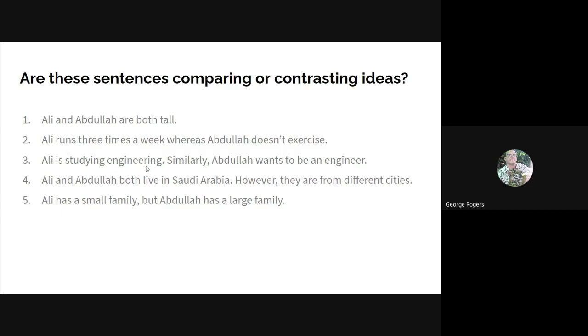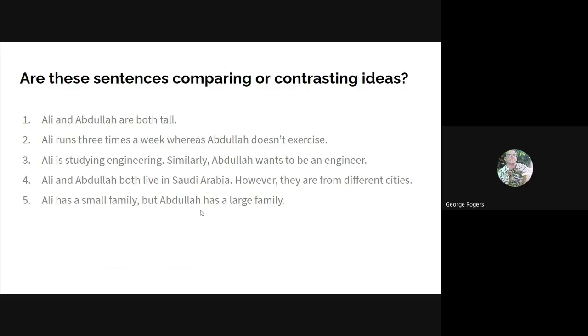Ali is studying engineering. Similarly, Abdullah wants to be an engineer. Again, comparing or contrasting. Ali and Abdullah both live in Saudi Arabia. However, they are from different cities. Again, comparing or contrasting. Ali has a small family, but Abdullah has a large family. Comparing or contrasting? The word but really is an indicator there.